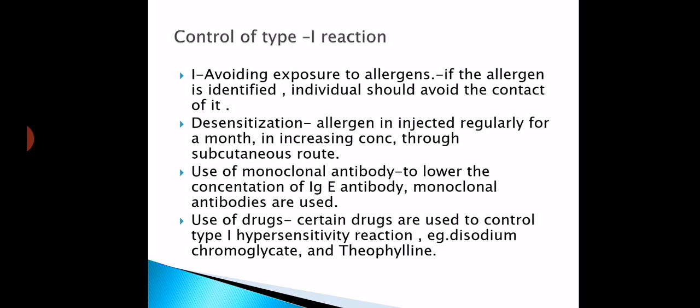Then the next type of control includes the use of drugs. Certain drugs can be used to control type 1 reaction, for example disodium cromoglycate, ephedrine and theophylline. These are chemical substances which can be used to control type 1, because these drugs affect the activity of mediators. For example, histamine is there, and antihistamine is one type of medicine that will affect the activity of histamine.